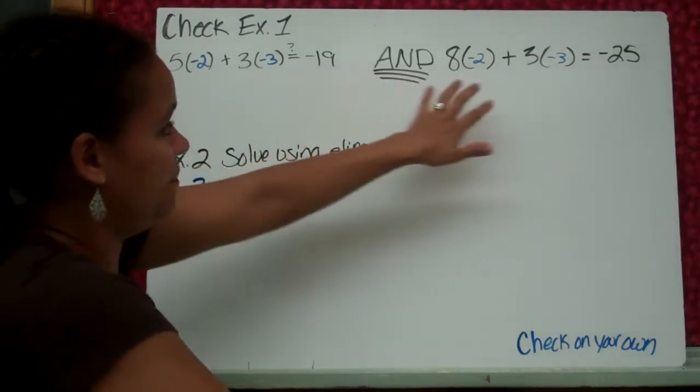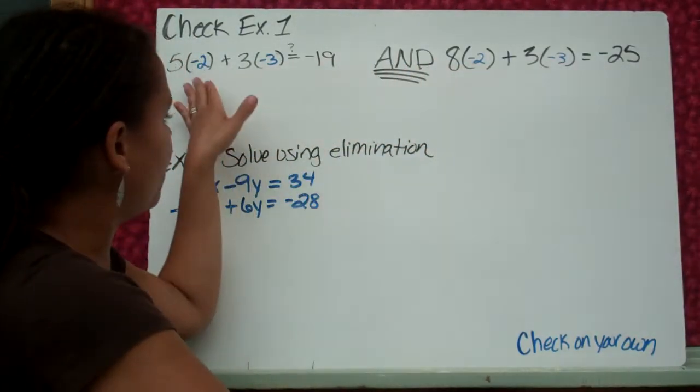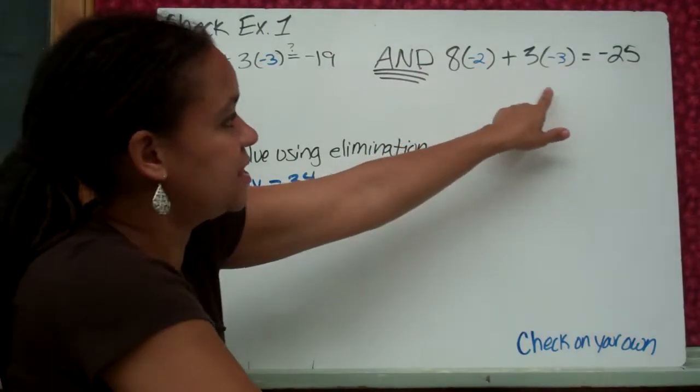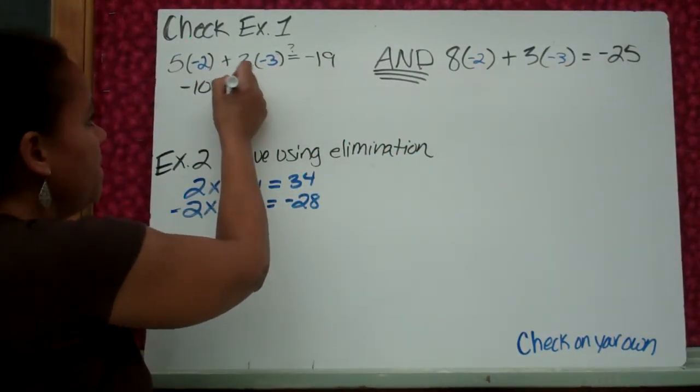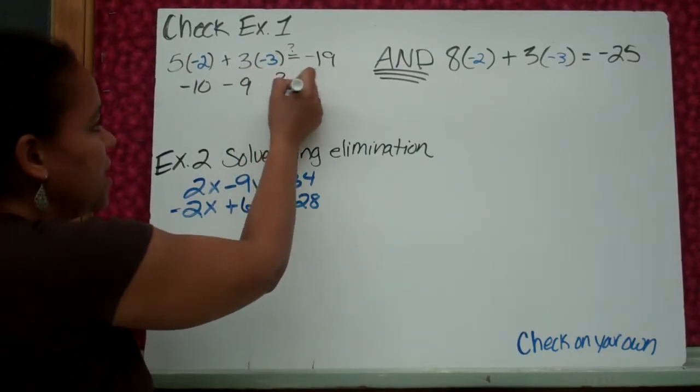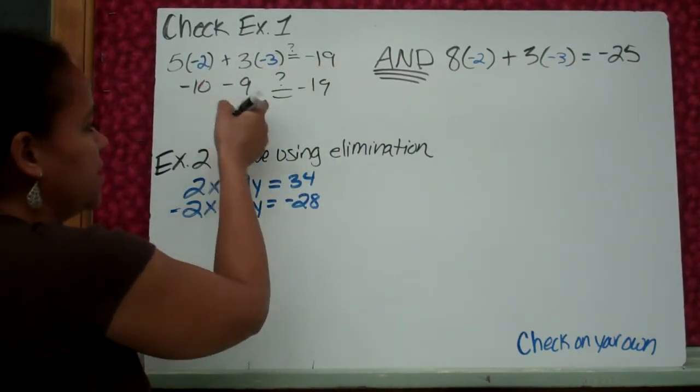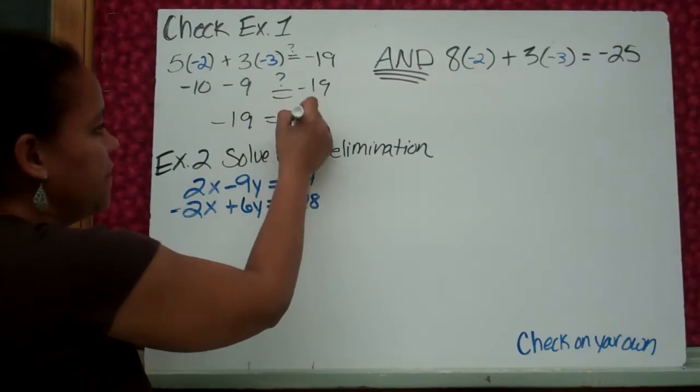So here I have it set up, the first and second equation. Plug them in, and we're going to see if these are indeed true. So negative 10 minus 9, does that equal negative 19? Yes. Negative 19 equals negative 19.